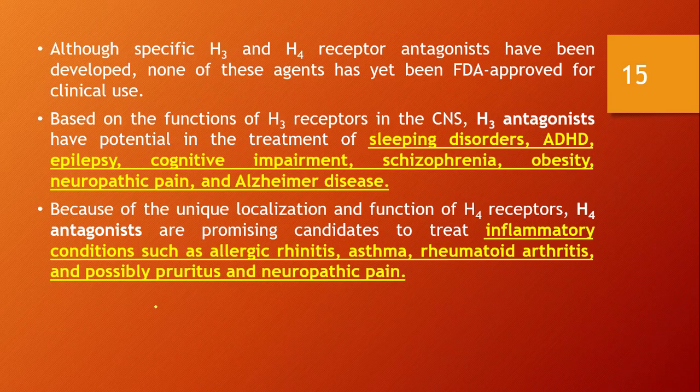Okay, so because of the unique localization and function of the H4 receptors, H4 antagonists are promising candidates to treat inflammatory conditions such as allergic rhinitis, asthma, rheumatoid arthritis, and possibly pruritus and neuropathic pain. Okay, so for the earlier conditions we are quite sure that we can use H4 antagonists, but we are not very sure that we can use them in pruritus and neuropathic pain.